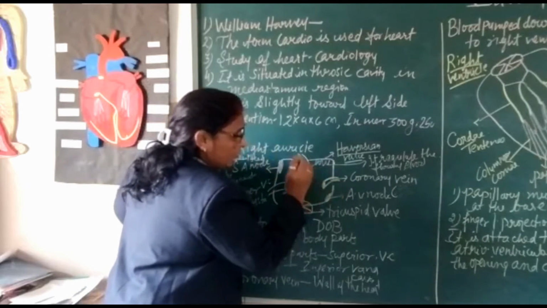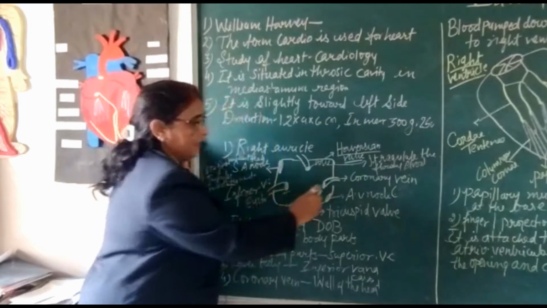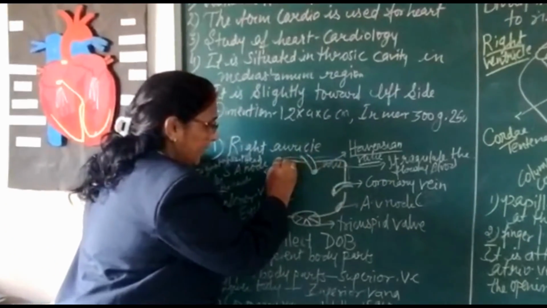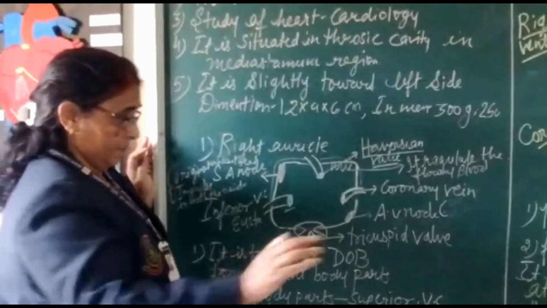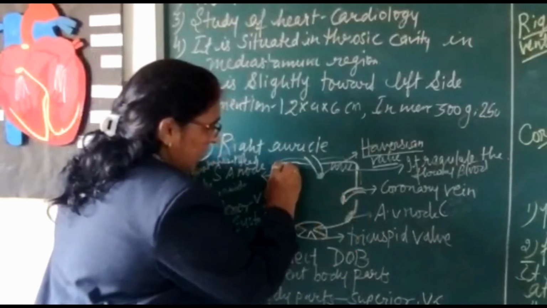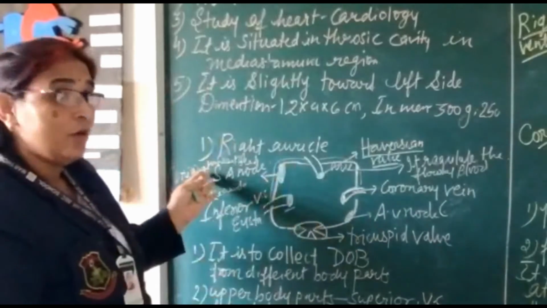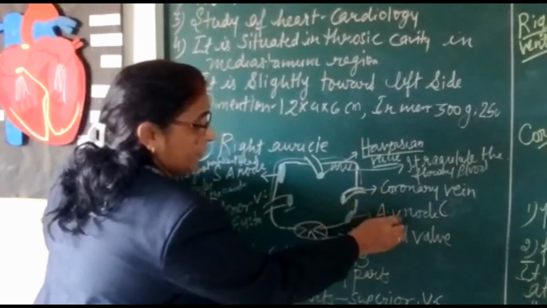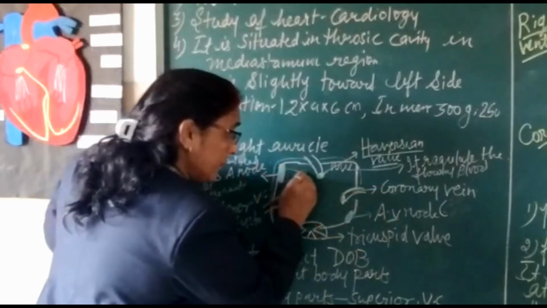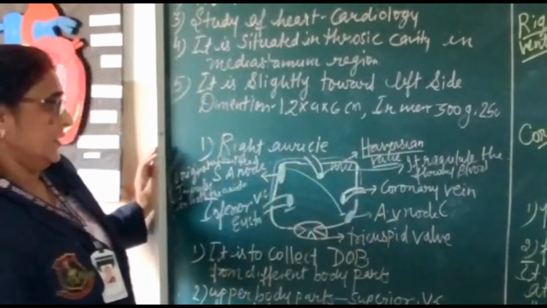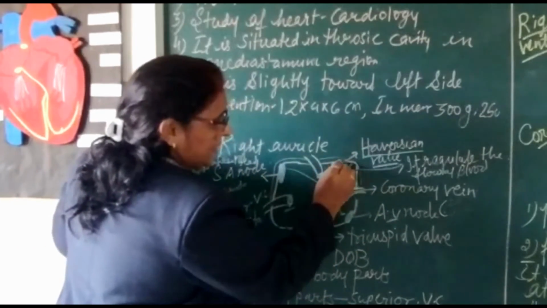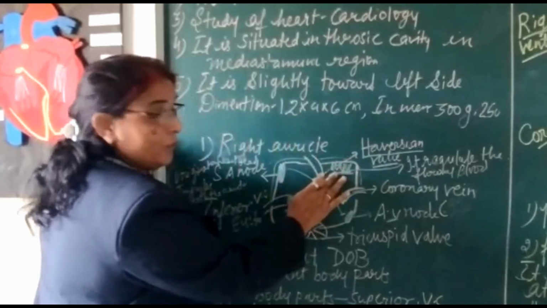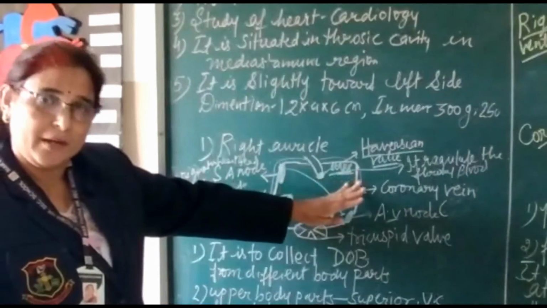There is one vein which is also present in our right auricle, that is the coronary vein. The coronary vein collects the blood from the wall of the heart. This is the SA node. The SA node originates the heartbeat. And the AV node, the atrioventricular node, takes the beat from the SA node. And these are the finger-like projections known as musculi pectinati. It regulates the flow of our blood.